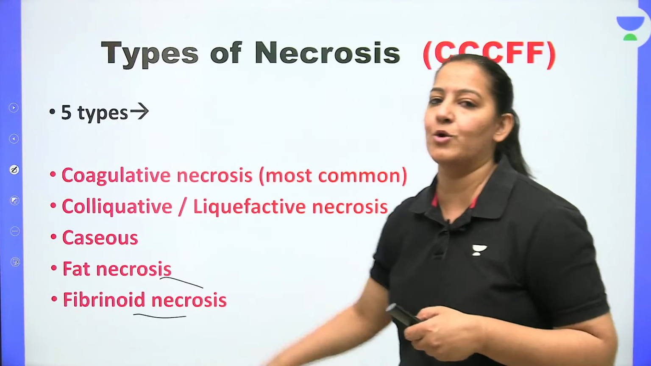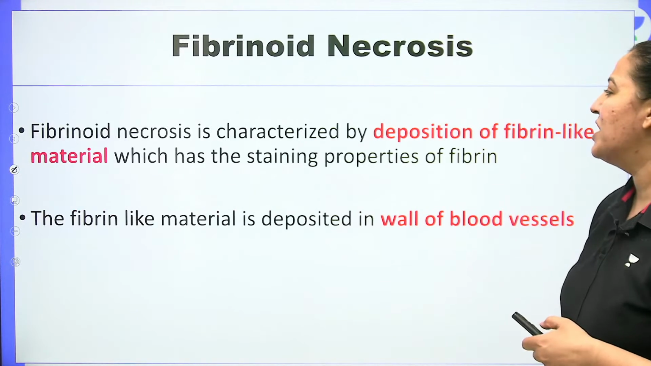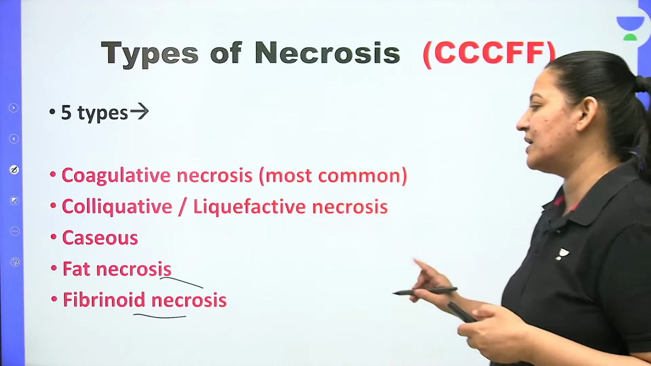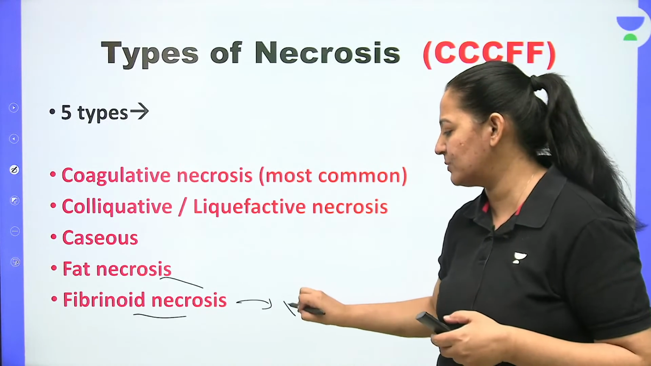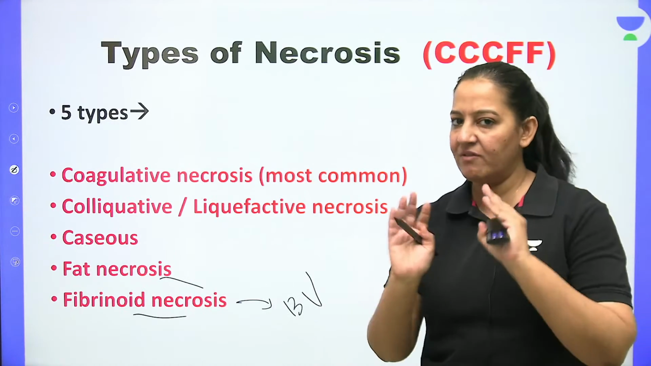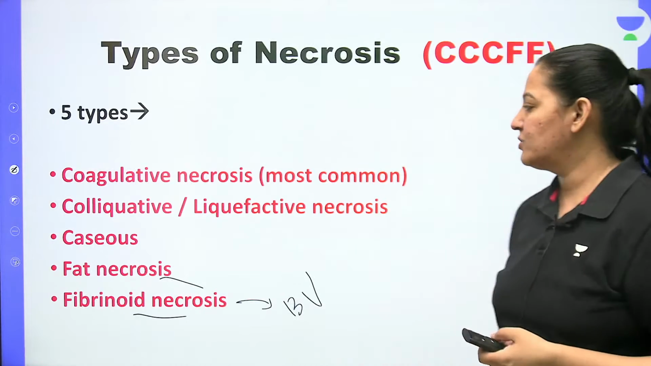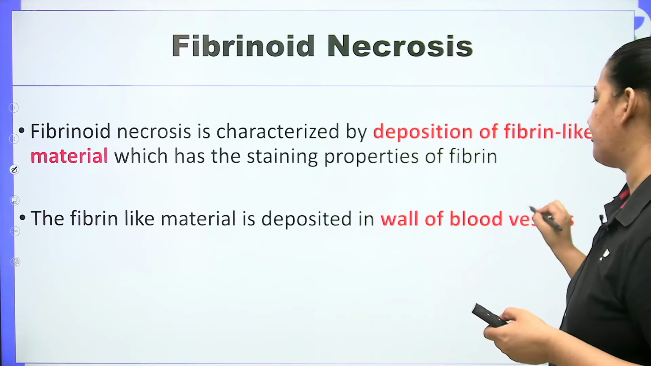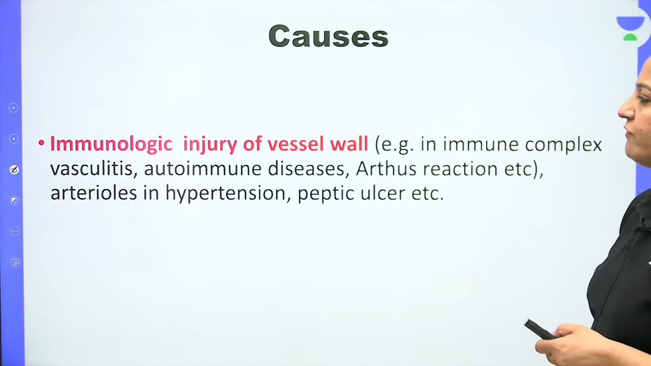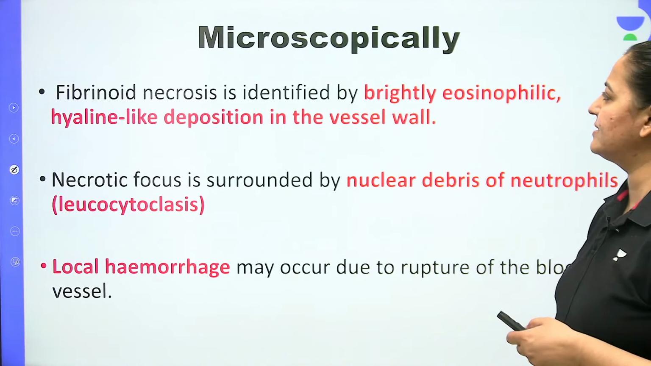The last one is fibrinoid necrosis. Now it occurs in blood vessels. This is a special necrosis which occurs in the blood vessel wall. The blood vessel wall has 3 layers: intima, media, externa. It occurs in the media. Can you see? It occurs in the wall of the blood vessel due to vasculitis. The reason is vasculitis.